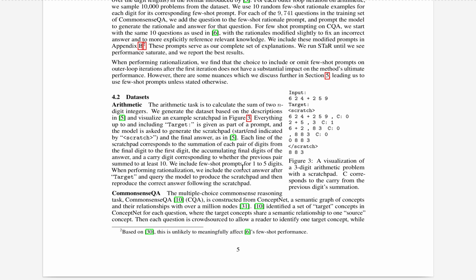When performing rationalization, we include the correct answer after target and query the model to produce the scratchpad, and then produce the correct answer following the scratchpad. So if you give it 624 plus 259, the model produces the scratchpad. This is a visualization of a 3-digit arithmetic problem with a scratchpad. C corresponds to the carry from the previous digit summation. So it provides the workings of its answer.